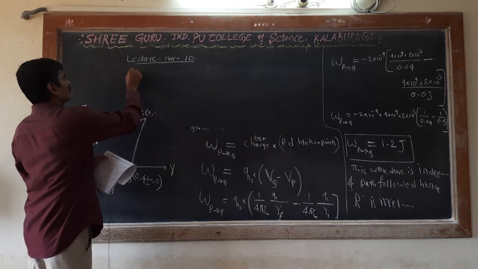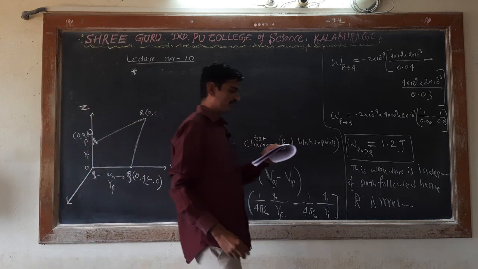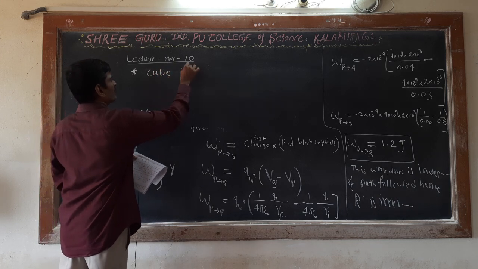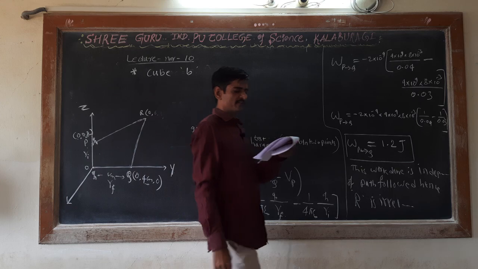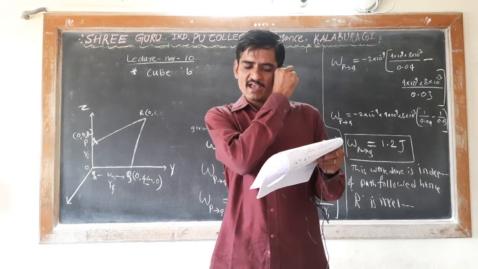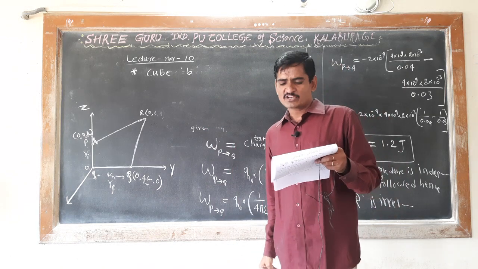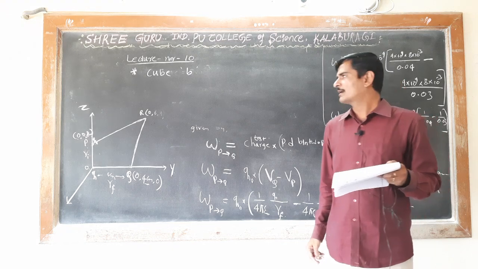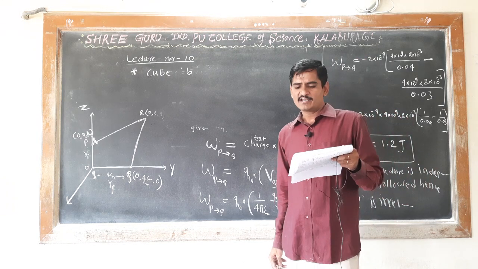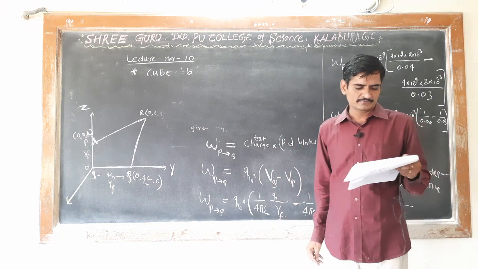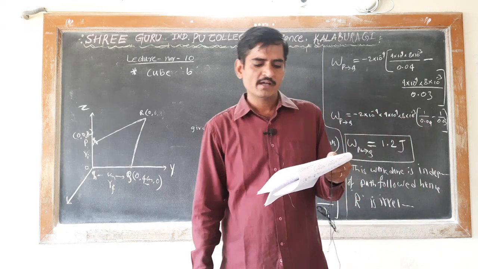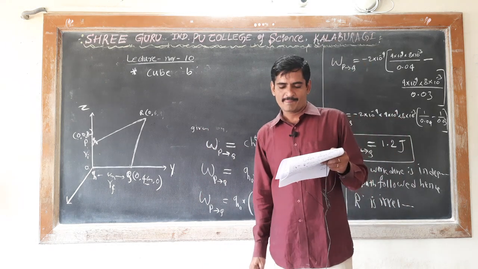Next question. A cube of side small b has a charge small q at each of its vertices.